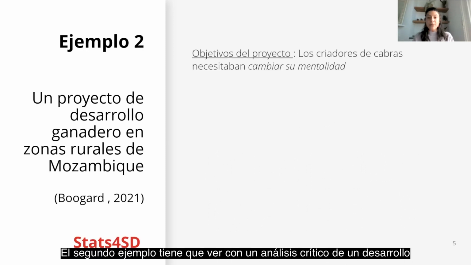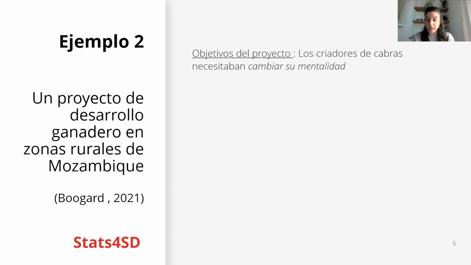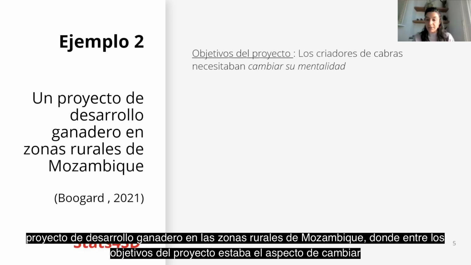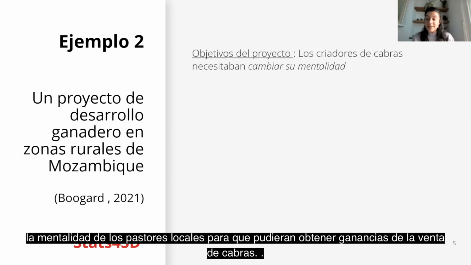The second example has to do with a critical analysis of a development project that was introduced in rural areas in Mozambique. In particular, it is taken from a paper that critically analyzed a livestock development project in rural Mozambique, where among the aims of the project, there was the aspect of changing the mindset of local goat keepers so that they would be able to make a profit from selling goats.